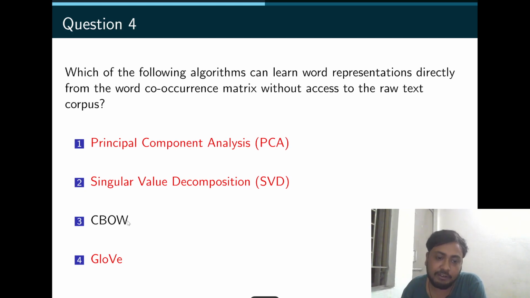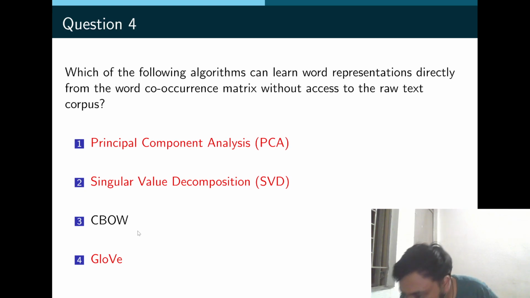Not just CBOW, even if the option was skipgram, it would be the same. CBOW and skipgram need to see the sequence of words. From that, they will choose every word as target and the rest as context.